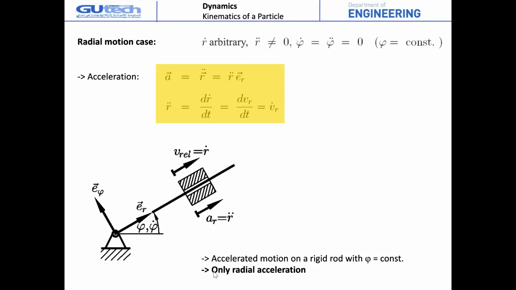Then in this case, there is only a radial acceleration. That means there is only motion along this direction, which we can call the relative velocity, as phi double dot is equal to 0.